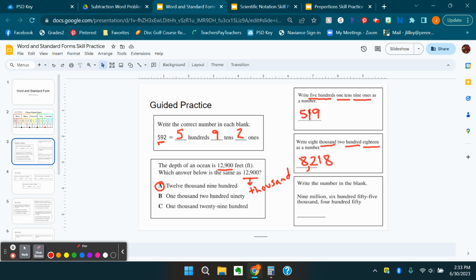The last example says 9,655,450. So I'm going to put a 9 in the millions place, 9 million. I'm going to write 655, and then I'm going to put a comma for the word thousand. So 9,655,450.